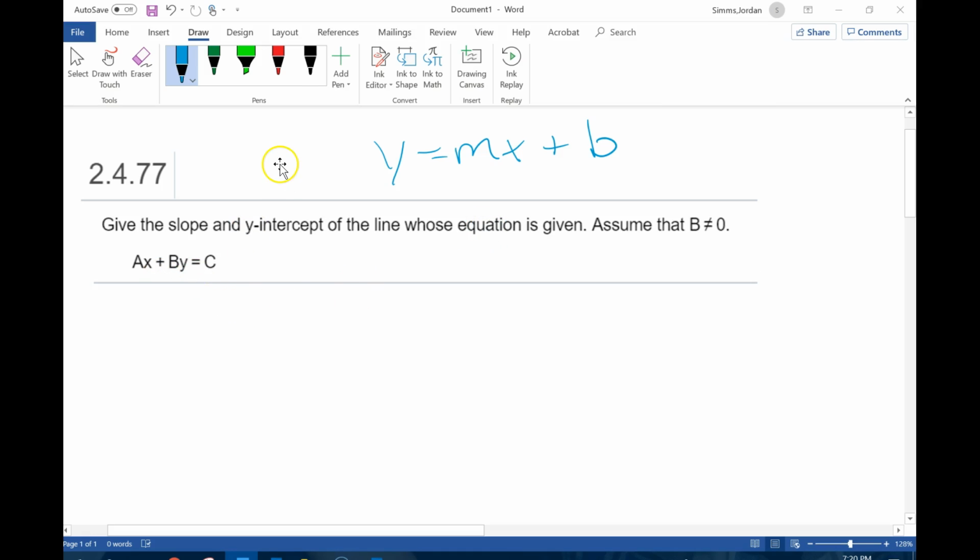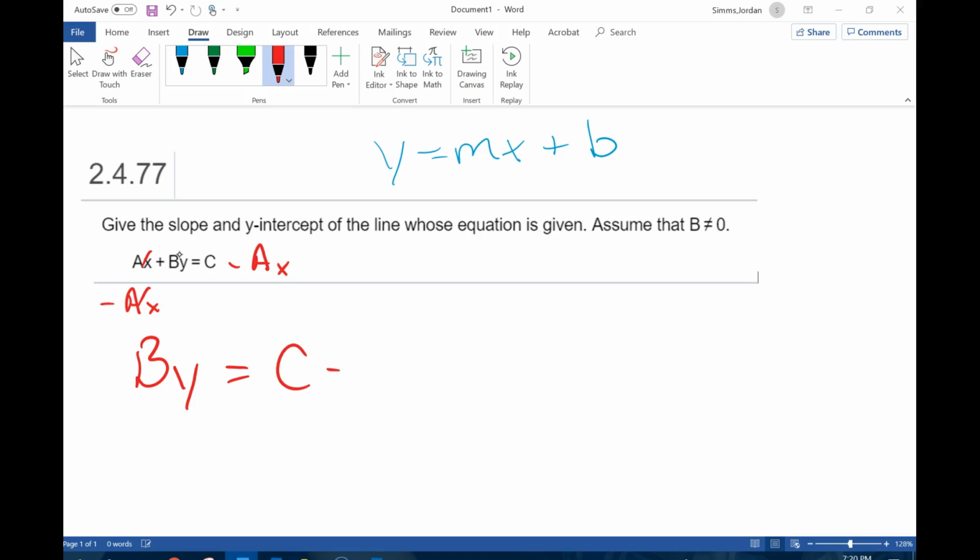Now, a lot going on here, but let's just get y by itself. So notice this term right here has y in it. So I'm just going to subtract off this other ax. So our first step here, let's just minus ax from both sides. That's going to cancel it off, so I'm left with by equals c minus ax. Okay, now our final step to get y by itself, we'll just divide both sides by b.